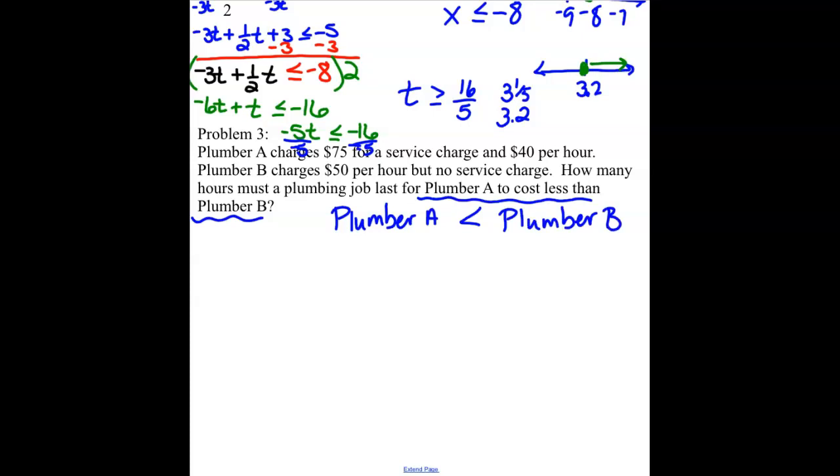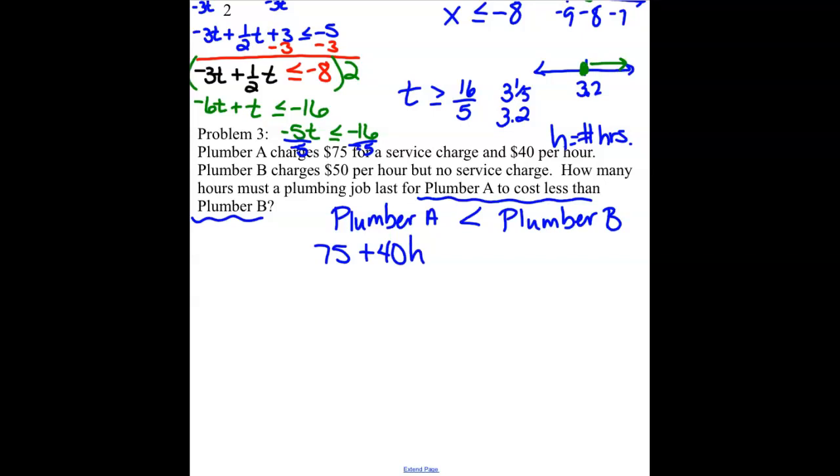So how can we express the charge for plumber A? It says they charge $75 for a service charge. That means just to come to your house, it's going to cost you $75. So we know we're going to have to pay that. Then they also charge an extra $40 per hour while they're working at your house. So let's let H equal our number of hours that he works. All right. So we have plumber A charging us $40 for each of those hours that he's at our house.